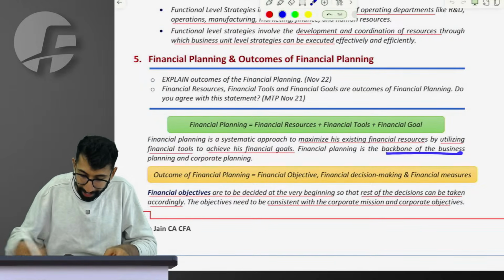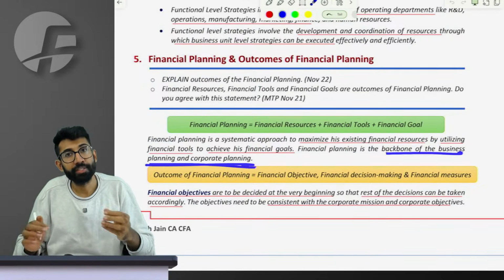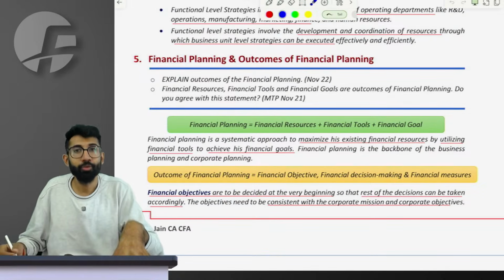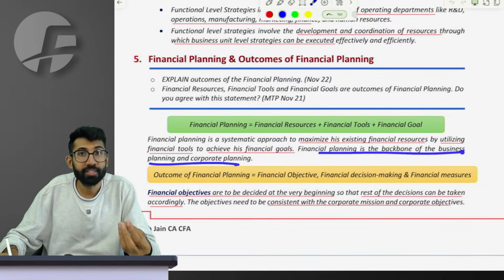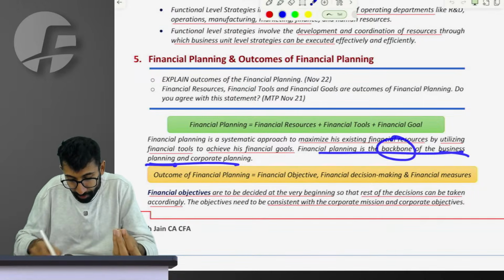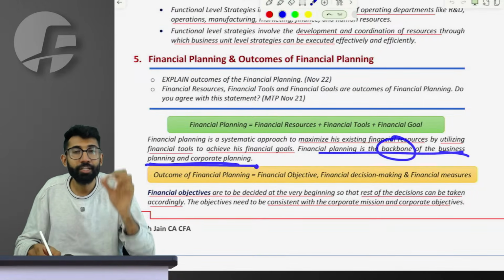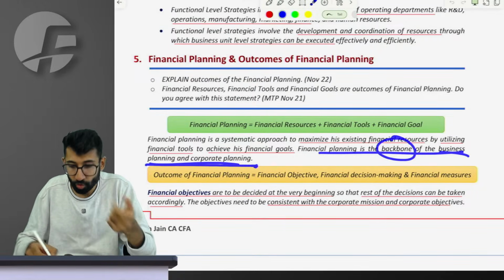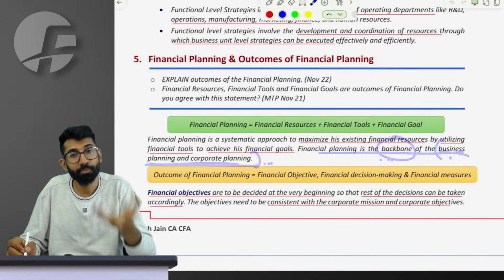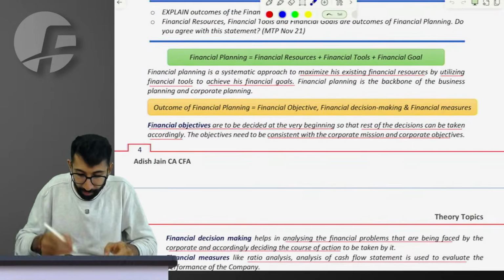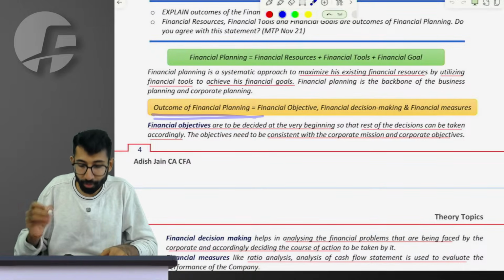Perfect. It is a backbone of business and corporate planning. Obviously, every company is primarily created to earn money. So if the money is well earned, then only the business will succeed, which is why it is a backbone of business planning, corporate planning. Nothing can start without money, right? So any kind of business plan, corporate plan you make, the financial planning comes as a backbone because it will require money. When you do financial planning, what is the outcome?